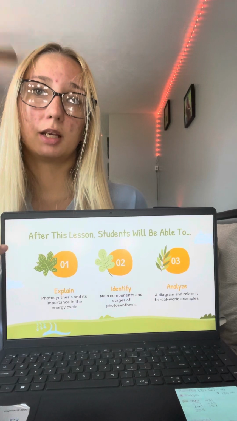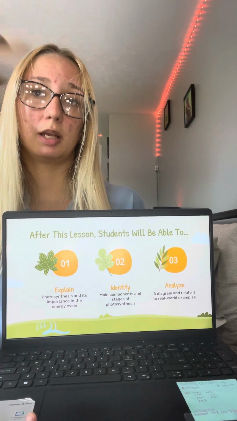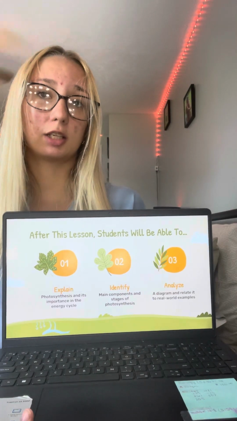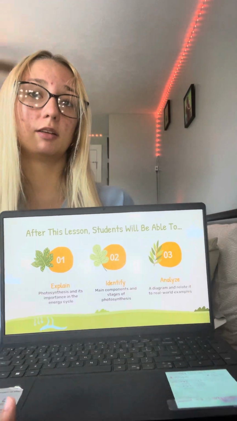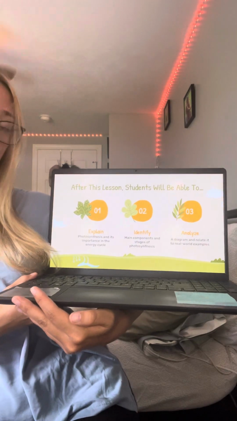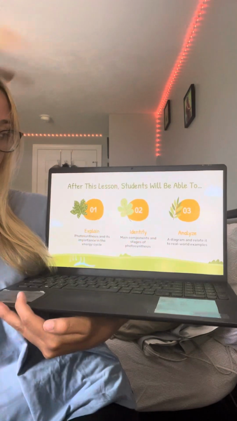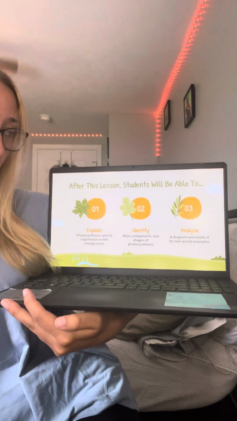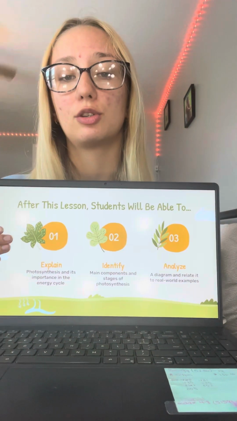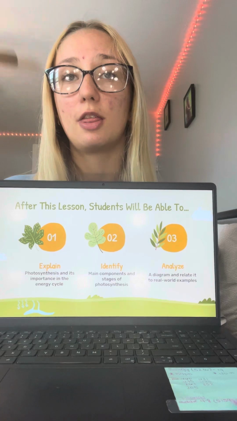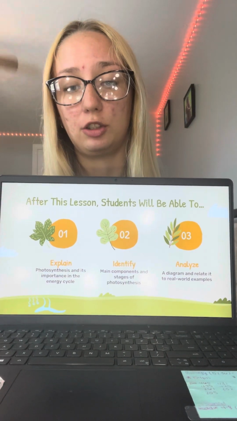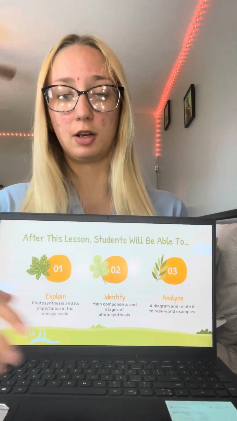I will explain after this lesson, students will be able to explain photosynthesis and its importance in the energy cycle, identify main components and stages of photosynthesis, and lastly, analyze a diagram and relate it to real-world examples. So putting these out here will allow students to think about what they should be expected to know after the lesson.